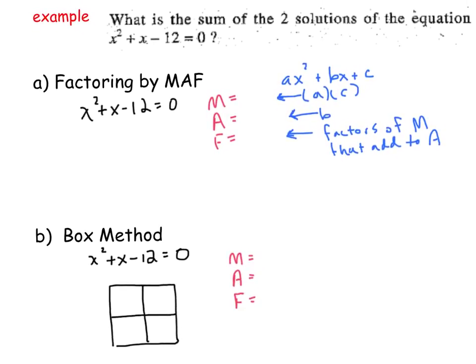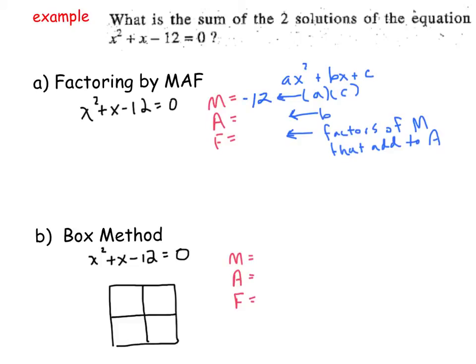When I look at this particular question, what is the sum of the 2 solutions of the equation, x squared plus x minus 12? This is a factoring question that requires you to do a little step at the end. But the first thing we talk about is MAF. And MAF requires you to find what multiplies to a number and adds to another number. So the first thing, m, is given by taking a times c, or the first times the last. In this case is negative 12.